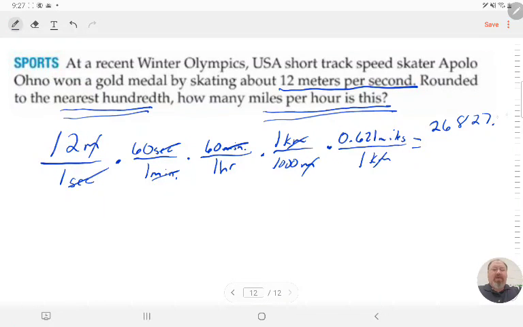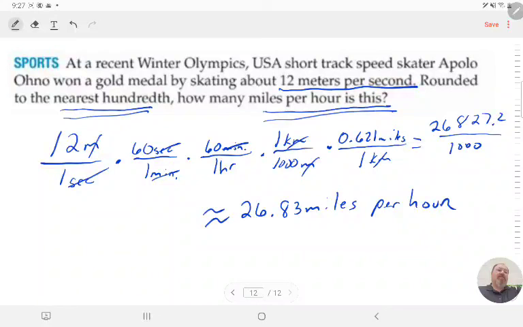26,827.2, and that is all over 1 times 1 times 1 times 1,000 times 1, so 1,000. And when I take 26,827.2 divided by 1,000, I get approximately 26.83 miles per hour. So he was traveling on his skates 26.83 miles per hour. Okay? And we rounded to the hundredths place.